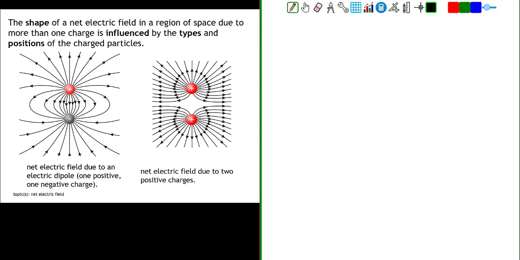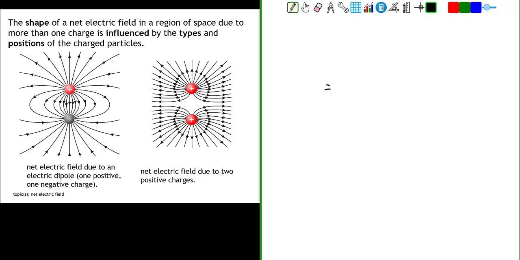Because your test charge can only detect the net electric field at a point in space. It won't be able to detect the individual positive charge on top or the individual positive charge on the bottom unless each of those were shielded somehow. Your test charge is going to detect the net electric field at any point in space. And for a 2 positive charge arrangement, it would look like what you see.